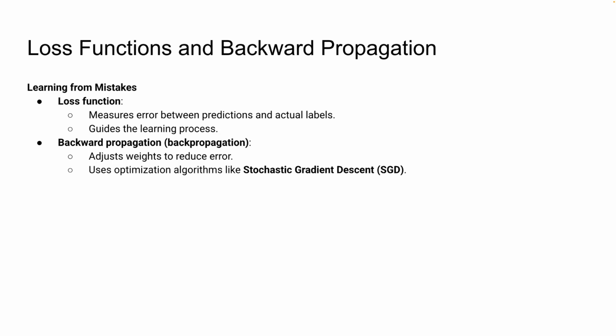To perform these adjustments, we use optimization algorithms such as stochastic gradient descent, SGD. SGD works by taking small steps in the direction that most reduces the error. Over many iterations, these incremental adjustments add up, enabling the network to make increasingly accurate predictions. In summary, during forward propagation, the network makes predictions, and a loss function measures the error of these predictions. Then, during backpropagation, the network updates its weights to reduce this error, guided by optimization algorithms like SGD.